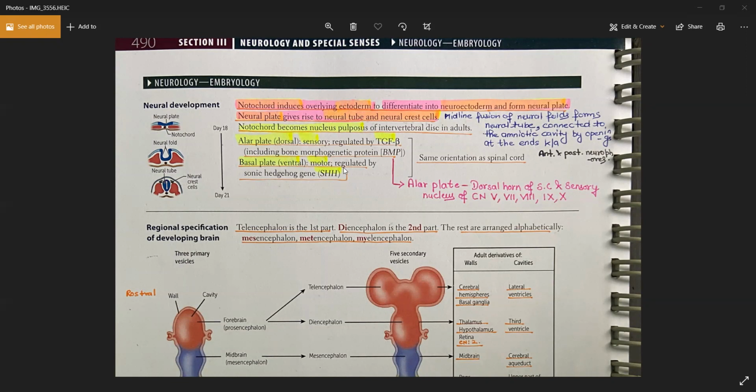So whenever you encounter any patient with paralysis, you can say that the basal plate part is damaged. The part which is formed by the basal plate is damaged, and that's why the patient is having paralysis. So Step 1 can go one step ahead, and they can ask you about these plates after giving such patients, either a patient with sensory loss or a patient with motor loss. So do remember, and they can go one step further and ask you how these plates are regulated. So it is by TGF beta and by the Sonic Hedgehog gene.